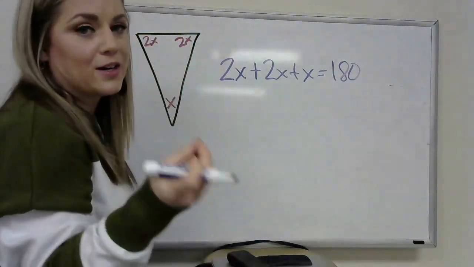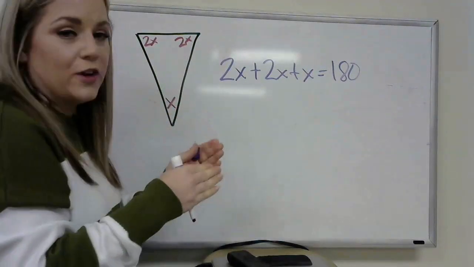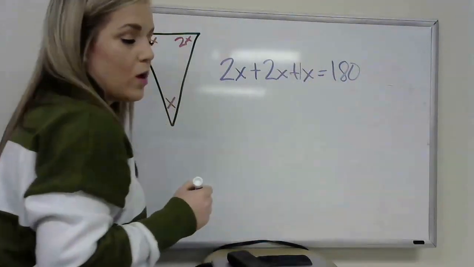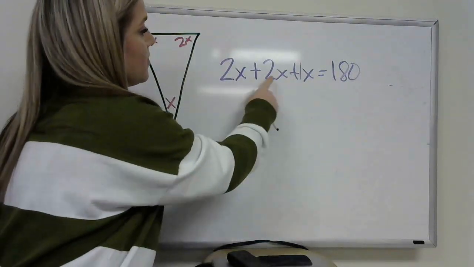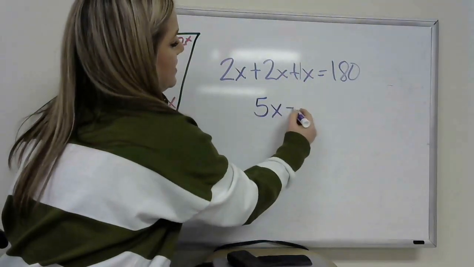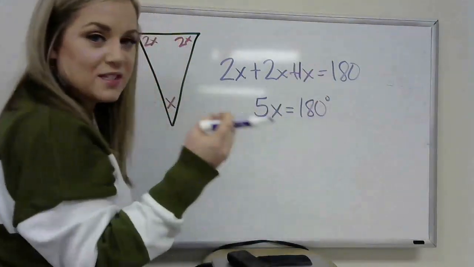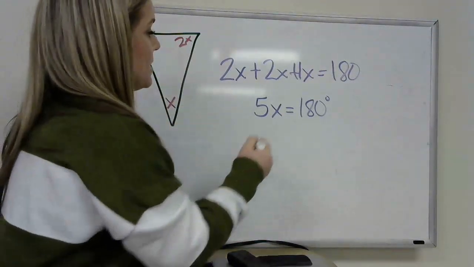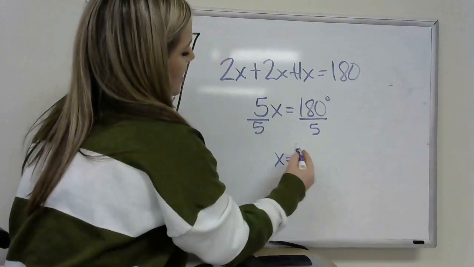So we have 2x plus 2x plus x equals 180 degrees. All right, now I'm going to combine all my likes. All of these x's are alike. They have different coefficients, but they're alike. So we know 2 plus 2 is 4, and there's an invisible 1 in front of that x because anything times x is itself. So 2x plus 2x is 4x plus 1x is 5x. So we have 5x equals 180 degrees. Remember, guys, there's always an invisible 1 coefficient in front of a variable if there isn't already one there. So I've got to divide by 5.